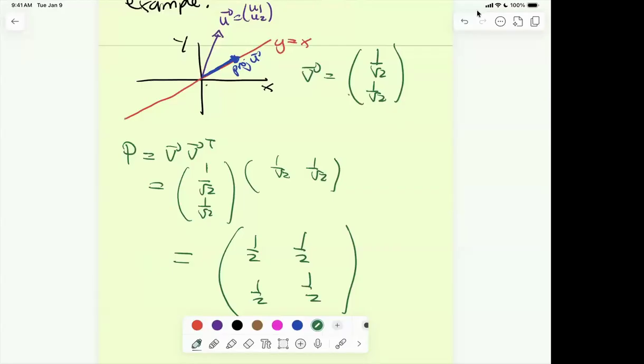Yeah, exactly. Yes. And this makes sense, right? Because if you multiply this by U1, U2, then it averages out U1 and U2.